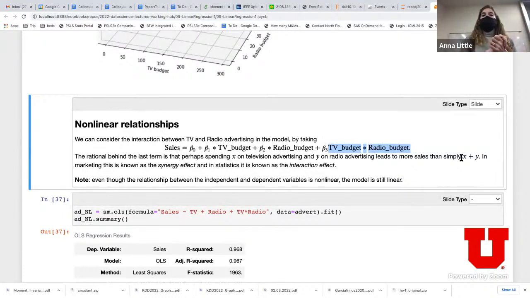Would it be realistic to try out TV budget squared, with radio budget normal, I mean, multiplied together? Is that something you would ever want to test? Yeah, definitely, yes. If you have some reason to think that your model might depend on the square of a variable, you could do that transformation to find a new variable and then run the linear regression. Yeah, that's a very valid thing to do.